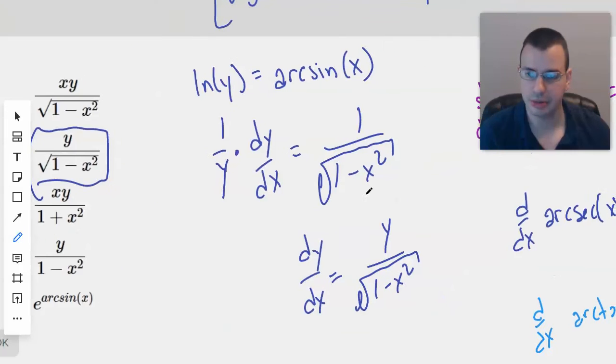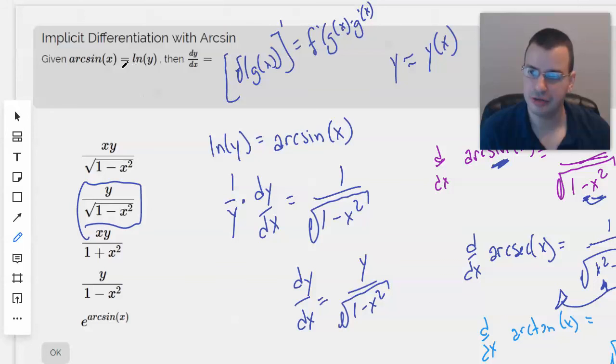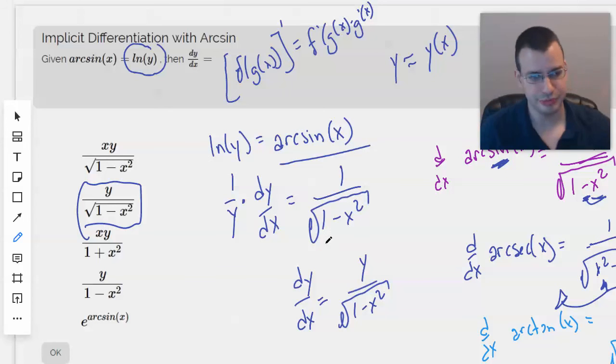So the key thing to remember here: you can take the derivative of the left side, which in this case is actually the right side, and you can take the derivative of the other side. You have to know your arcsine rules, inverse trigonometric derivatives, and then rearrange and find the answer. Not too bad.